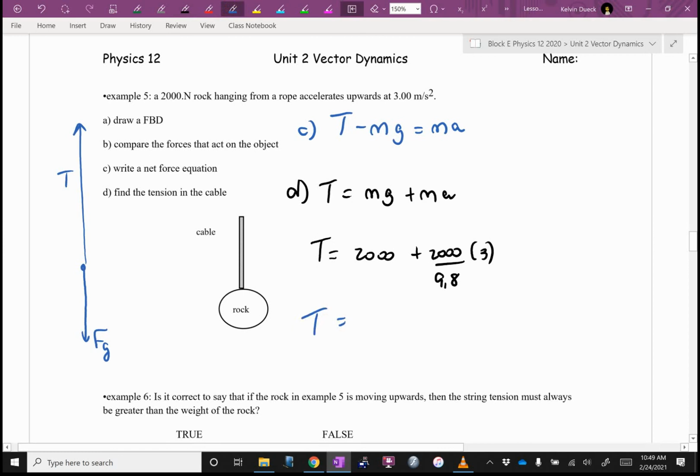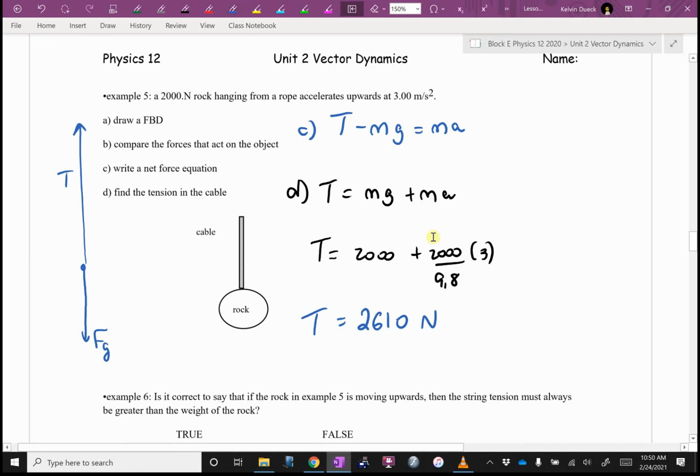What do you get? 2612. Anybody else? I'll go 2,610. I'll just go to 3 sig figs because that's a habit I have. Is that wrong? Okay. So tension, 2,610. How big was the force of gravity? How big was mg, exactly as a number? 2,000. Okay.